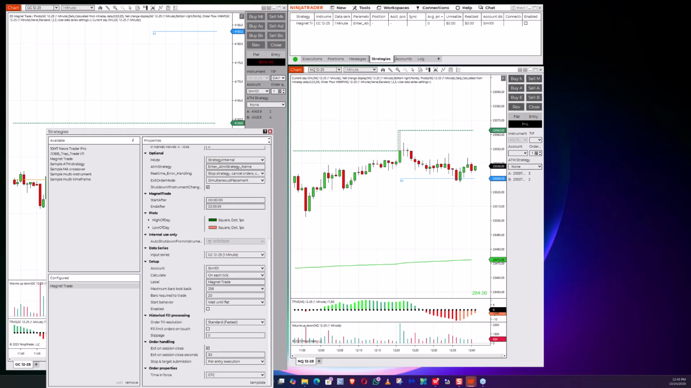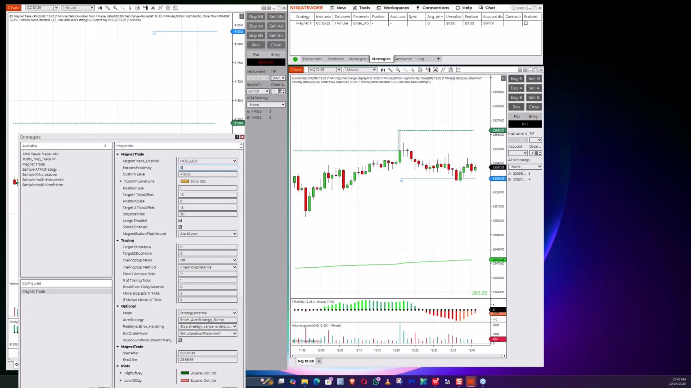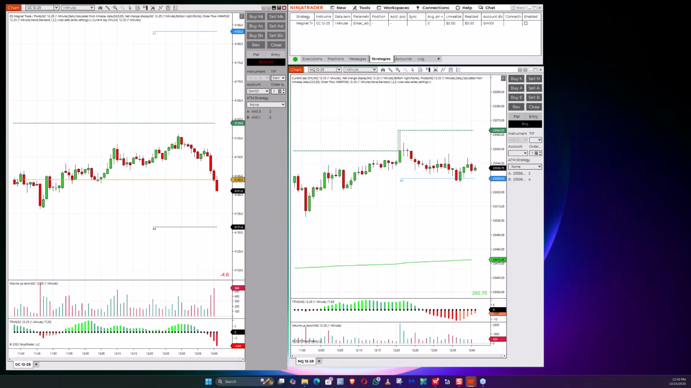So all I have to do is choose high of day, low of day, decide how many contracts I want to trade. Right now I'm just testing one. And what's my stop? I've got a 30 stop. We put in this percent proximity. That just puts the thick, heavy line on the chart so we can move it around. That's all it is. When I turn on the trade, I get my line, okay?